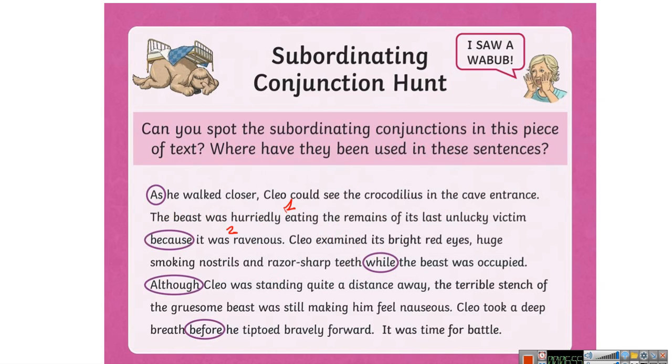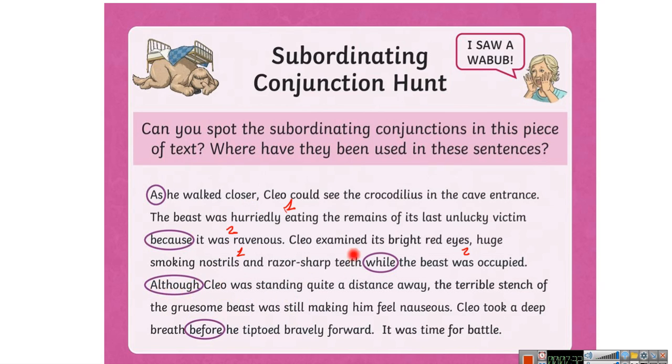Cleo examined its bright red eyes, huge smoking nostrils, and razor-sharp teeth, while the beast was occupied. Again, idea number 1, idea number 2, connected by while. While is adding more information. In this case, it's adding something that happened at the same time as the Cleo examination. Although in this case doesn't have 2 sentences, but it's allowing me to start a new sentence.